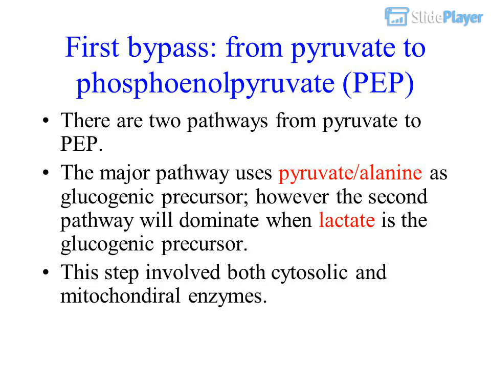First bypass, from pyruvate to phosphoenolpyruvate, PEP. There are 2 pathways from pyruvate to PEP. The major pathway uses pyruvate/alanine as glucogenic precursor, however the second pathway will dominate when lactate is the glucogenic precursor. This step involves both cytosolic and mitochondrial enzymes.